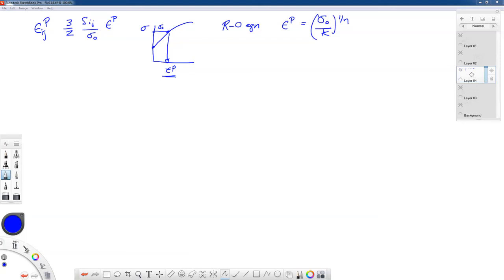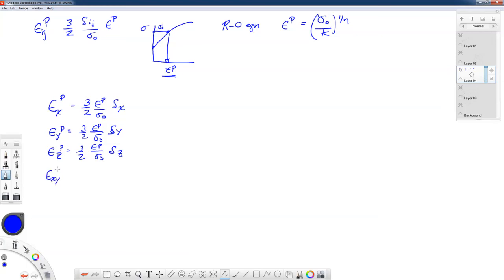Let's go ahead and write down what these different terms are for the different components of plastic strain. So epsilon x plastic will be equal to 3/2 epsilon p over sigma naught Sx. Epsilon y plastic is 3/2 epsilon p over sigma naught Sy. Epsilon z plastic is equal to 3/2 epsilon p over sigma naught Sz. And then we have to be a little bit careful about our shearing strains. These are tensor shearing strains, so epsilon xy plastic is equal to 3/2 epsilon p over sigma naught Sxy, same as tau xy.